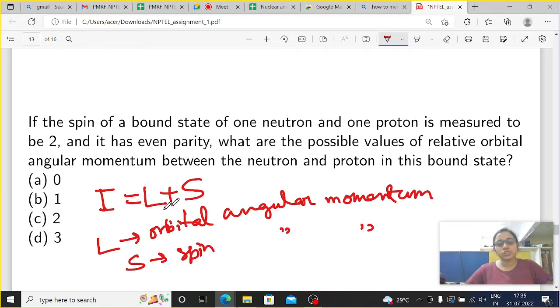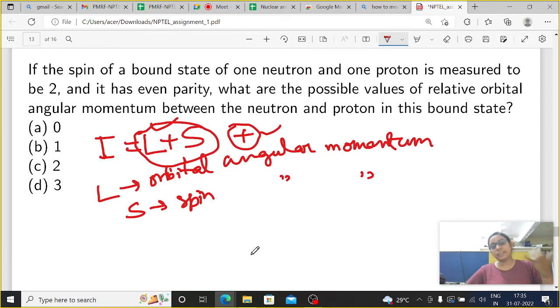Okay, so here I will have L plus S, but L plus S is not a simple addition, it is a vector addition. I am saying that it is not only a simple addition, it is a vector addition. There is a little bit of difference between simple addition and vector addition. Just forget about this right now.